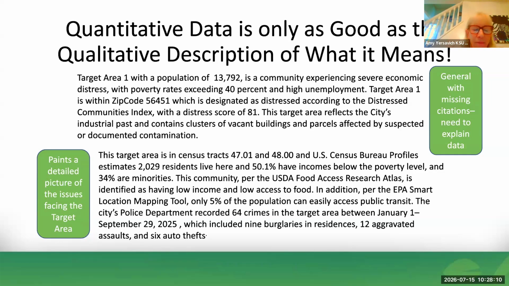If you look at this other one, I'm not going to spend any time reading these, but it does give you a much more detailed picture. It provides some citations like the Census Bureau. It gives other information based on other research or other links, such as the Food Access Research Atlas or the Smart Location Mapping Tool regarding public access and food deserts and things like that. So, have varied data, cite it, and provide as many details as you can.